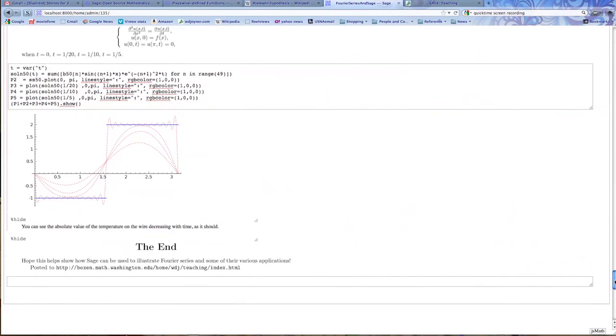All right, so that's the end. Those are a few ways you can use Sage to illustrate the use of Fourier series.